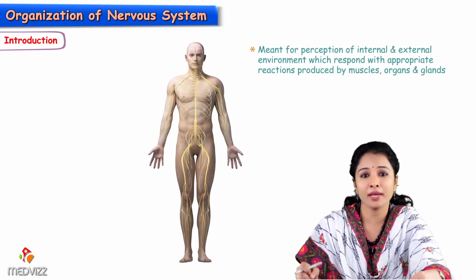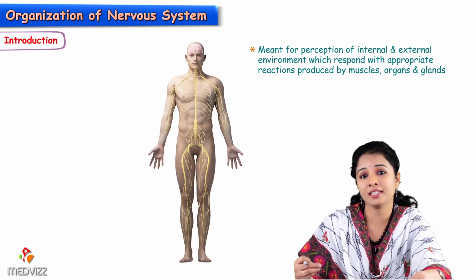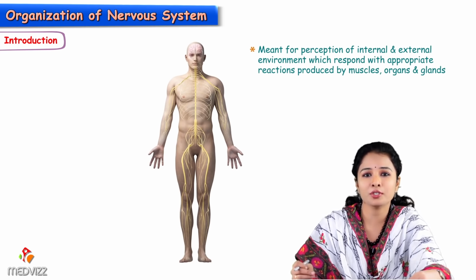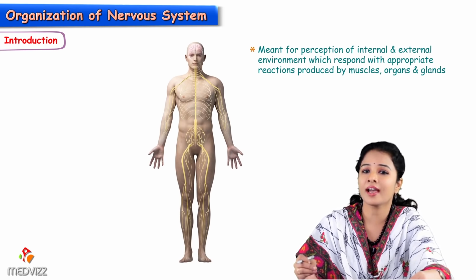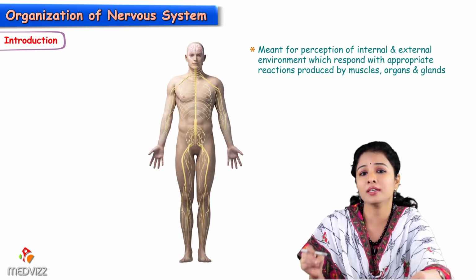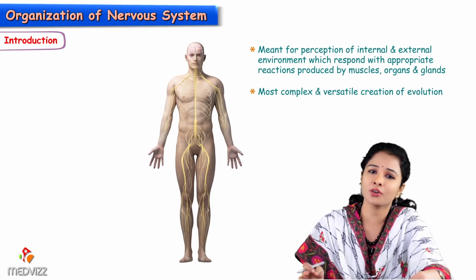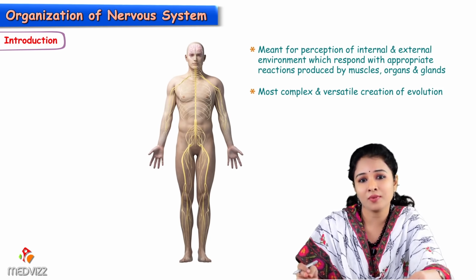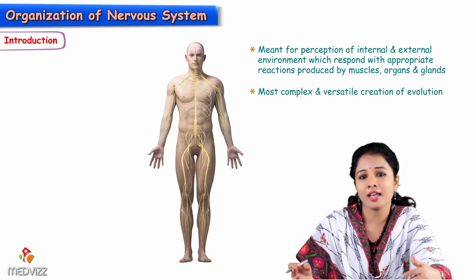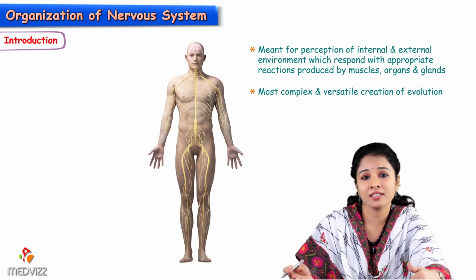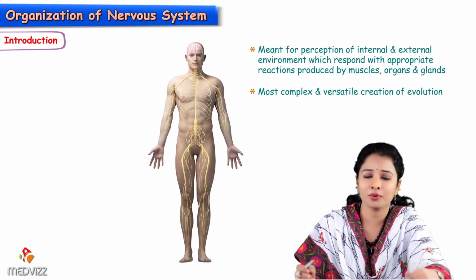Nervous system is meant for the perception of internal and external environment, which respond with appropriate reactions produced by the muscles, organs and glands. The human nervous system is the most complex and versatile creation of evolution, with advanced functions like cognition, learning, memory, intellectuality, personality and many more.